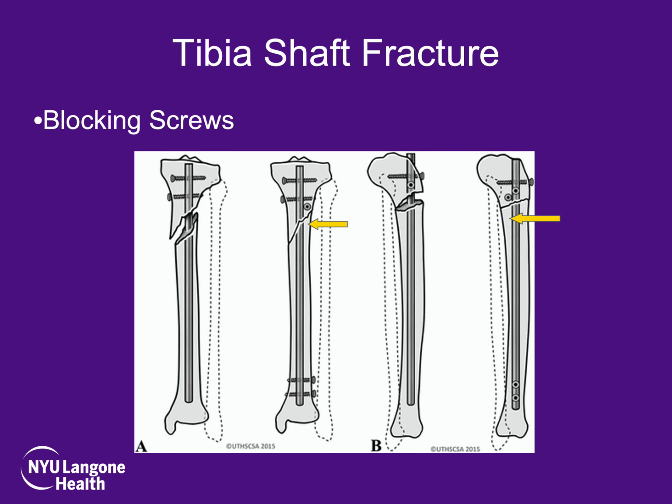Another technique to combat malalignment is the use of blocking screws. The concept being that the blocking screw will narrow the metaphyseal area to approximate that of the diaphysis. In general, the blocking screw should always be placed in the concavity of the deformity.